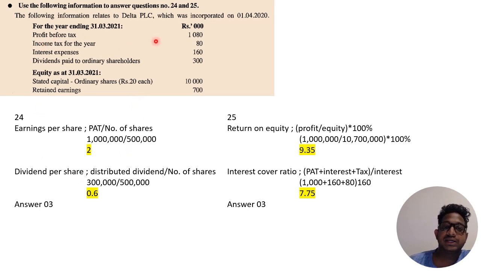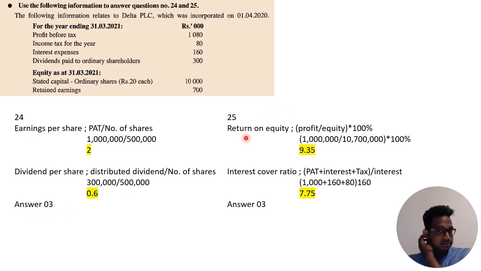And here the profit before tax is 1,080,000. From that you have to minus the income tax for the year, 80. So your profit after tax is 1 million. So 1 million you should divide by 500,000 number of shares. So the earnings per share is 2. And dividend per share, you have to get the distributed dividends. So here the dividends paid to the shareholders 300,000, and it should be divided by the number of shares, so 0.6. So the correct answer for question number 24 is answer number 3.